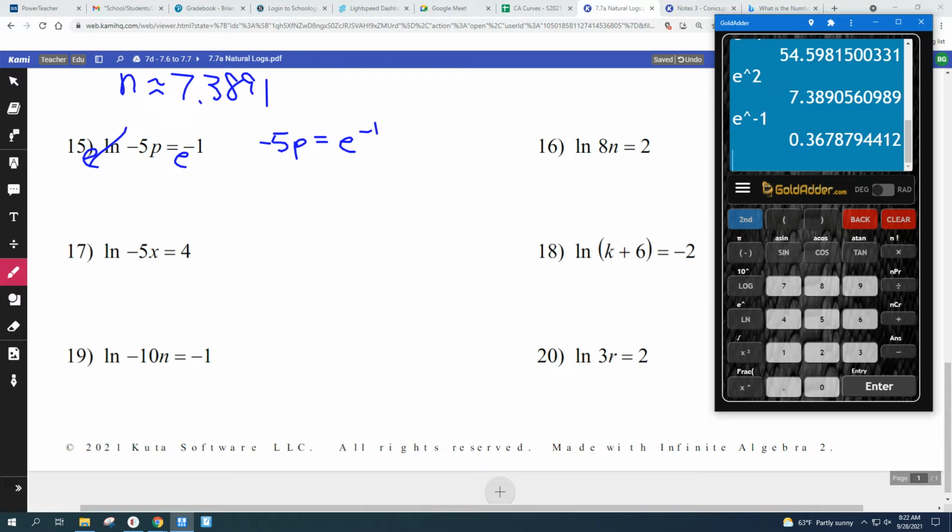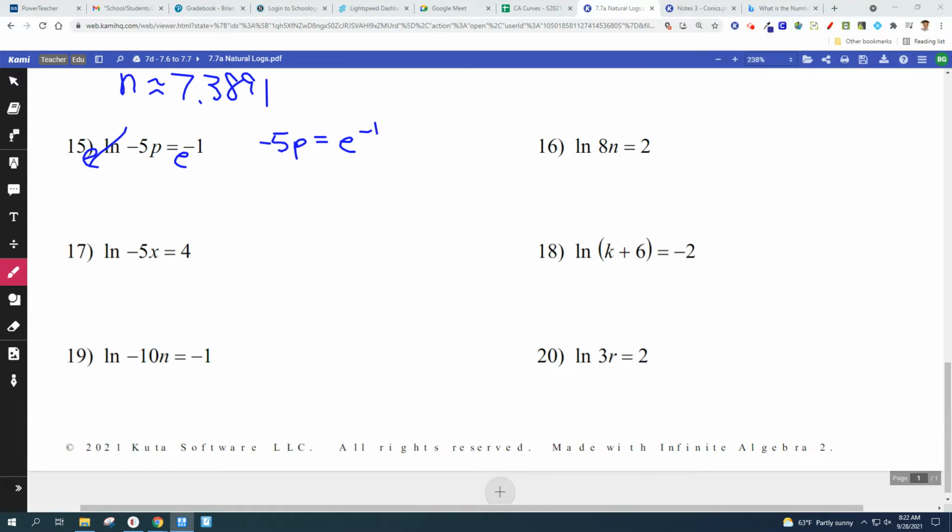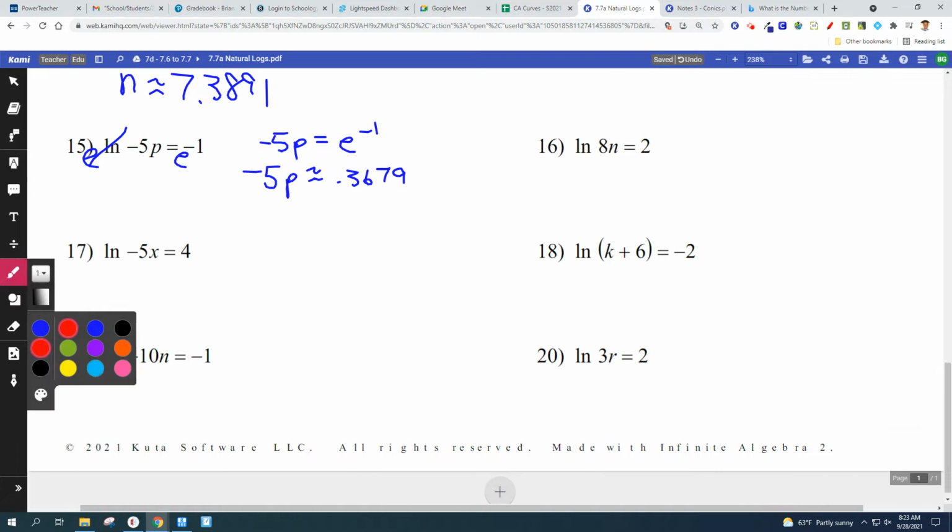Remember what a negative exponent does, right? Negative exponent flips it. So 0.3679. But this one has one more step. What else do we have to do? Divide by -5, correct.